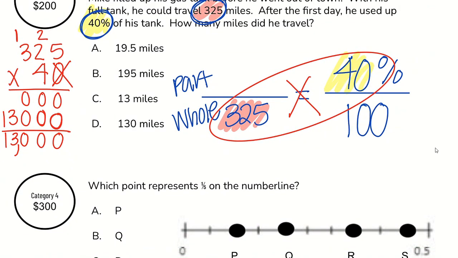Oh, because I know why. Because we had that 100. We didn't divide by 100. You divide by 100 whatever's left over. So I've got 13,000.